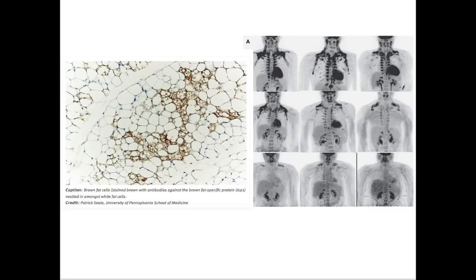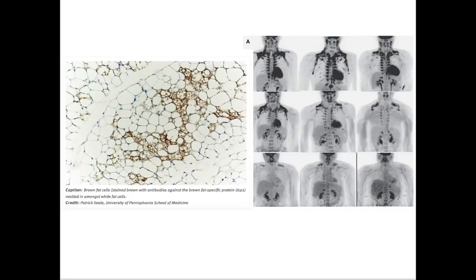Thermogenin is a protein that's found in brown fat, and brown fat is useful in maintaining body temperature. It's highly represented in infants, and as we get older, we have less and less brown adipose tissue. But it's still there. And here is an actual micrograph of brown fat tissue.